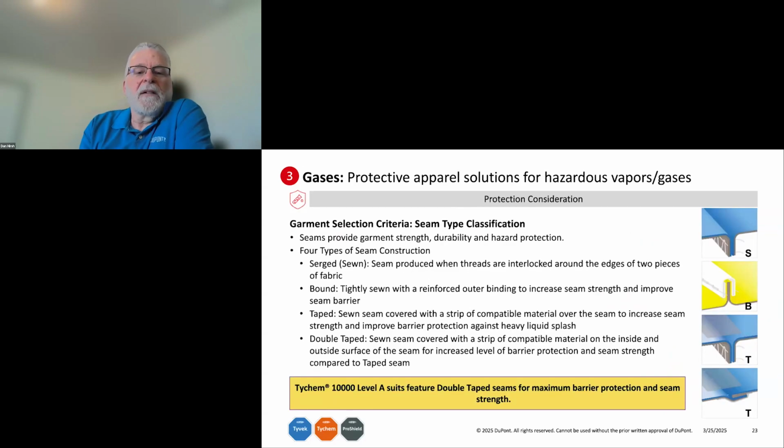So some of the classifications as far as the seams go, Matt covered very well. And really the only thing that I want to mention here is we double tape our level A suits. And that's real important, not only for maximum barrier protection, but also for seam strength. So you have that confidence that that seam is not going to leak. Some of our competitors only tape the outside of some of their suits. So you really need to look at that and make sure you're able to speak to that to your customers. Double taped seams are the only way to go in a level A suit, in my opinion, because it gives you that confidence. It gives you the maximum barrier and the maximum seam strength.